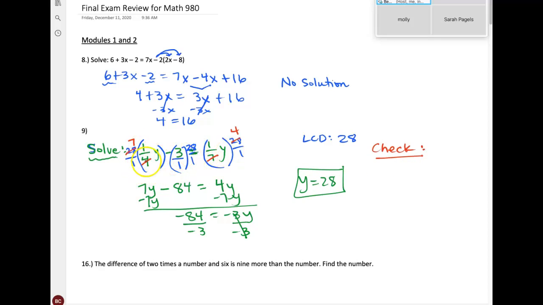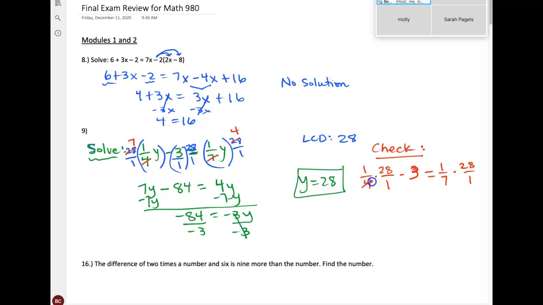So what I had there in green first, that original equation, is what I want to put that 28 into. So I have 1 over 4 times 28, I'll write it as 28 over 1, minus 3, equals 1 over 7 times my y, which is 28, so 28 over 1. All right, and then I just need to simplify this.